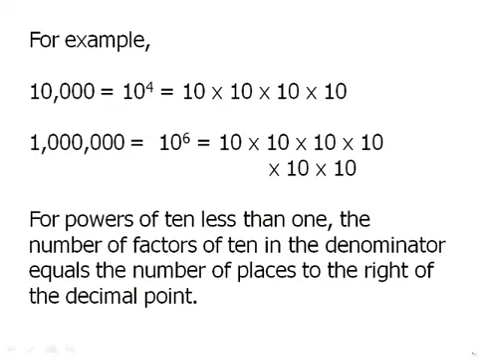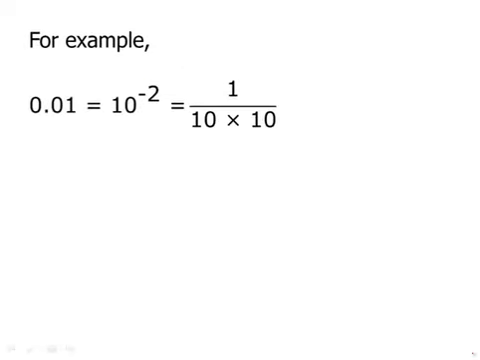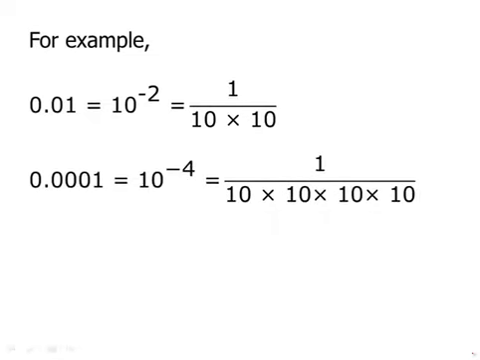For powers of 10 less than 1, it gets a little trickier. The number of factors of 10 in the denominator equals the number of places to the right of the decimal point. So for these, we're no longer counting the number of zeros, we're counting places to the right of the decimal point. So for example, 0.01, that is 1/100th. That has 2 decimal places to the right of the decimal point, so that's 10 to the negative 2, or 1 over 10 times 10. 0.0001, that is 1/10,000th, that has 4 decimal places, so that's 10 to the negative 4th, or 1 over 4 factors of 10.